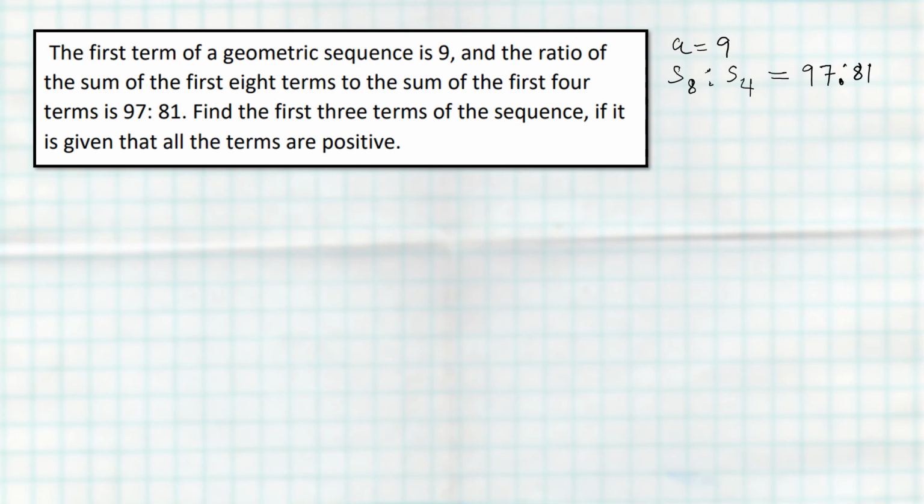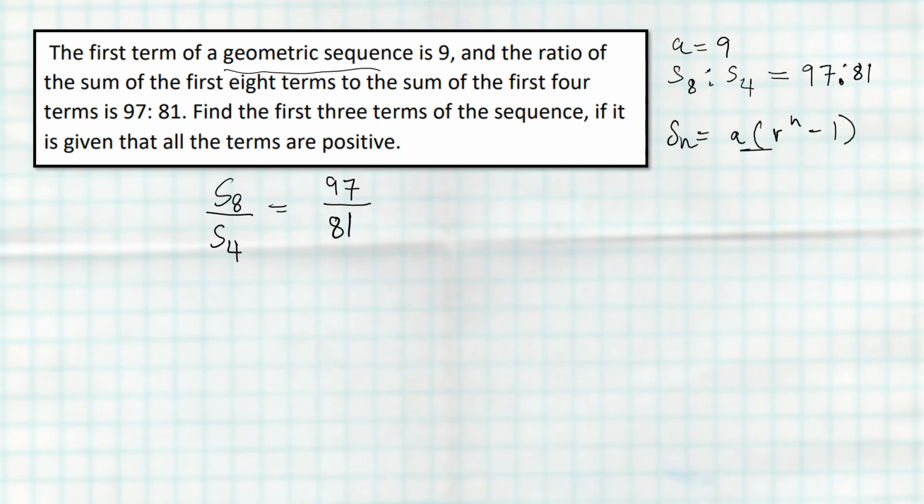Okay, so they want us to get the first 3 terms of the sequence. We only know the value of A, which is 9. How can we do that? So that ratio, we can write it actually as a fraction. Sorry about that. To say sum of 8 over sum of 4 is going to be equal to 97/81, right? So we know the formula for calculating sum of a geometric series because they told us this is a geometric. It's A into R exponent n minus 1 over R minus 1, like that.